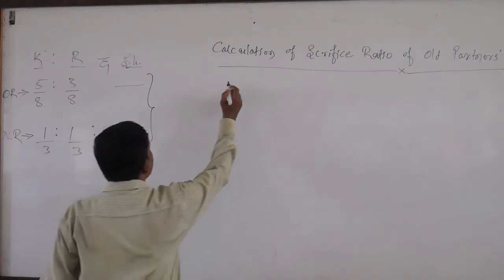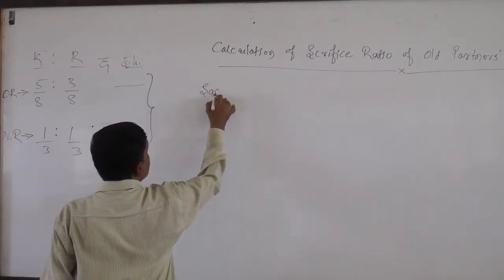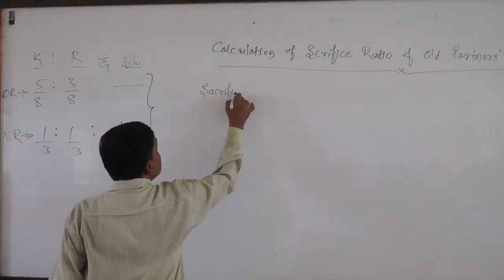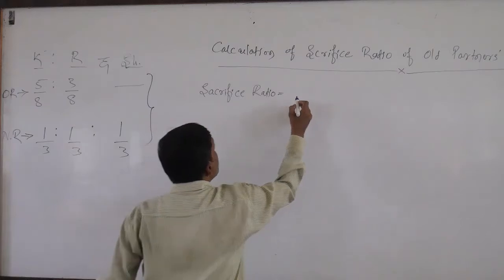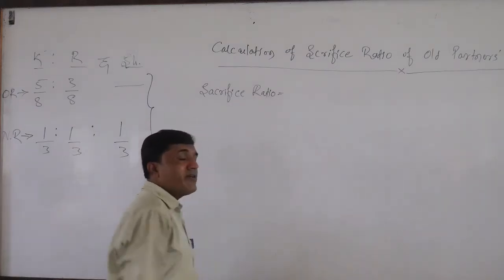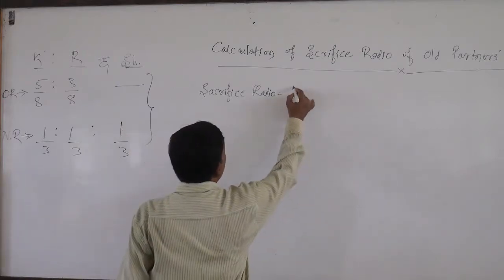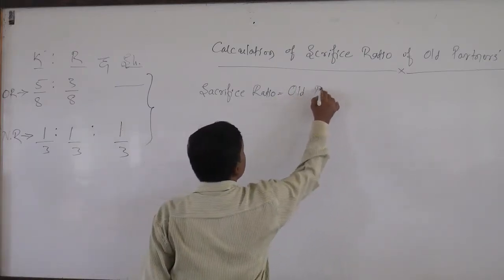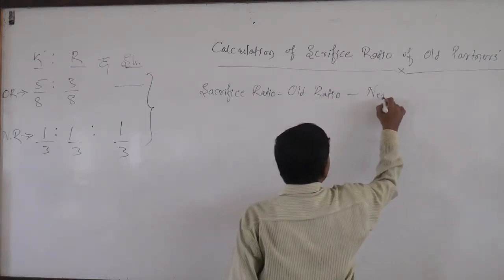Before going to calculate, we need to write the equation. Sacrifice ratio is equal to, in the previous video I have told you, it is a trick: SOn. On means old ratio minus new ratio.